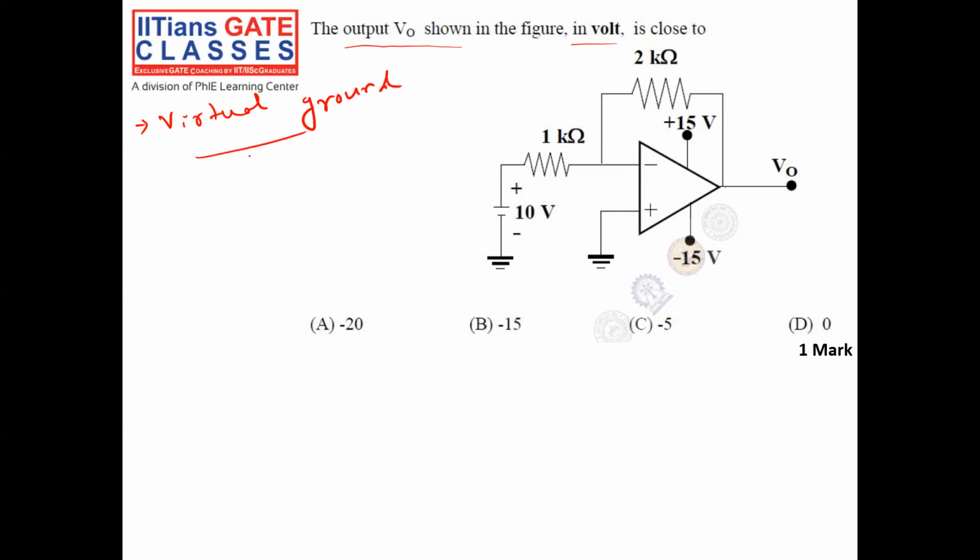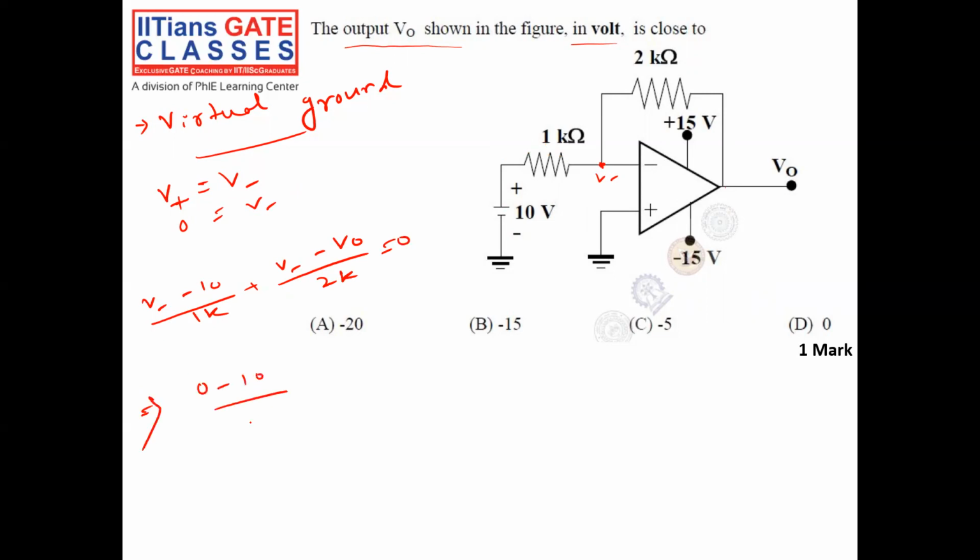Okay, but it says the voltage at the positive terminal will be equal to the voltage at the negative terminal, right, when an op amp is operating in negative feedback. So according to this, the voltage at the positive terminal is equal to zero, which is equal to V negative. Now let us apply a nodal equation at this point: (V negative minus 10 volt) divided by 1K plus (V negative minus V0) divided by 2K is equal to 0. We know V negative is equal to 0.